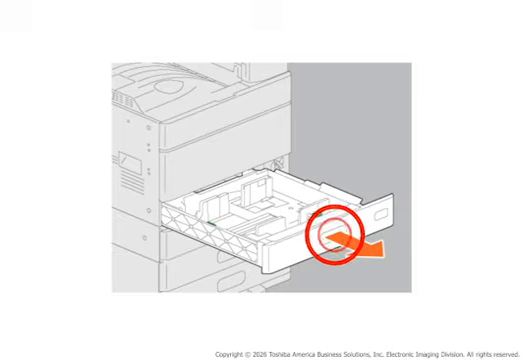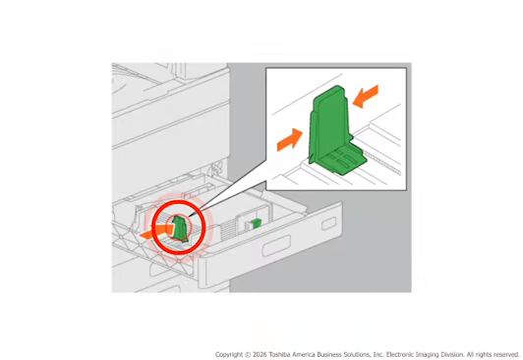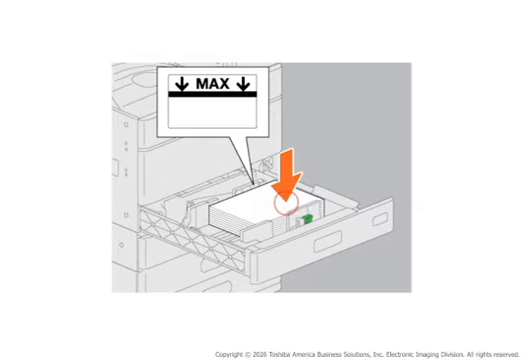With the power on, pull out the paper drawer carefully until it comes to a stop. Remove any letter size paper that may be in the drawer. Adjust the end guide to match the desired paper size. While holding the green lever, adjust the side guides to match the desired paper size. Place the legal size paper in the drawer.